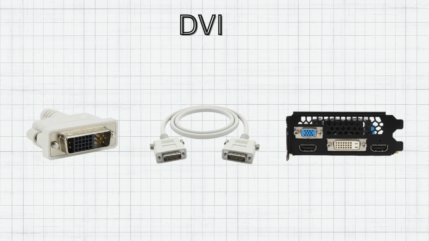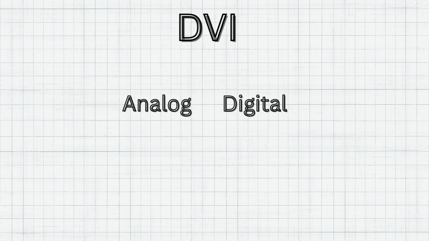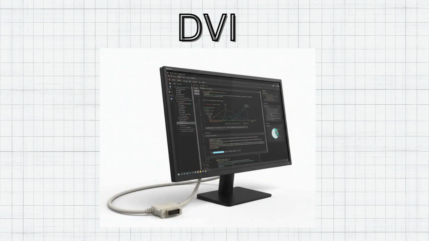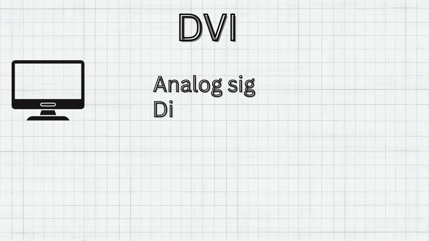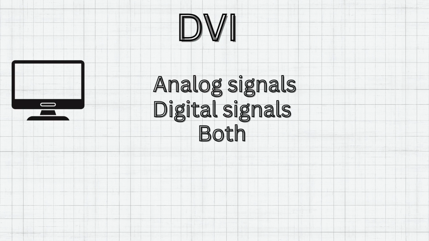DVI. DVI was the transition point between analog and digital displays. It delivered cleaner images than VGA and supported higher resolutions, making it popular during the early days of flat panel monitors. Some versions of DVI could handle analog signals, digital signals, or both, which added flexibility but also confusion.